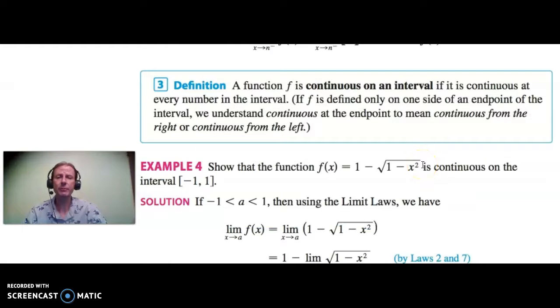Once we have the notion of a function being continuous at a point, we can then define what it means for that function to be continuous on an interval. Namely, it's continuous on an interval if it's continuous at every number in the interval. And if the interval happens to contain one or both of its endpoints, then the function has to be continuous from one side or the other, since it's not even defined on the other side of that endpoint. The book kindly gives this example where the function f of x equals 1 minus the square root of 1 minus x squared is continuous on the closed interval from minus 1 to 1, because it's going to be continuous from the right at minus 1 and from the left at 1.